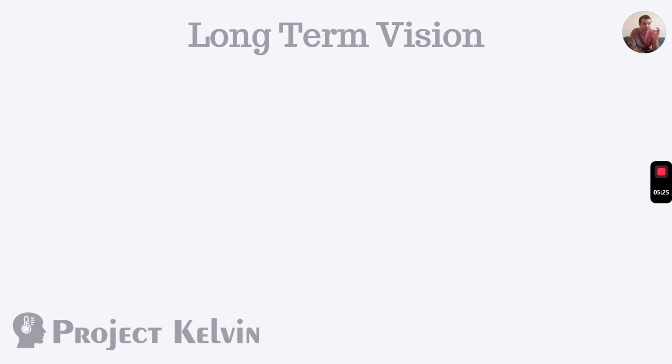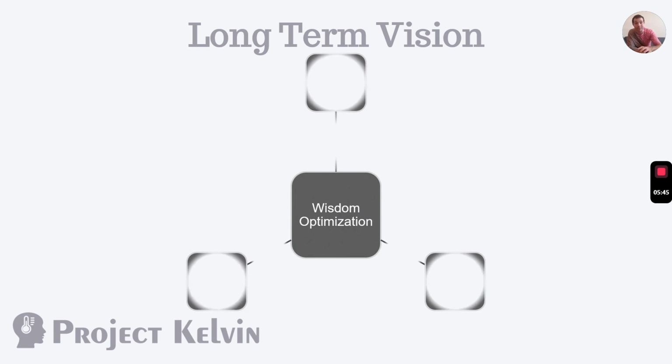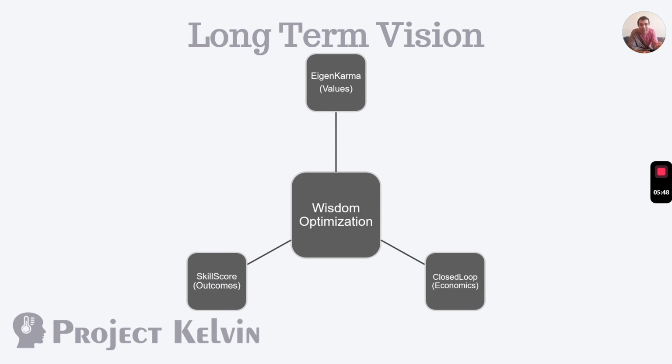Just like Google PageRank has over time shaped the web to be better for Google. It's over time created SEO optimization where people have tried to create better and better content so it'll be ranked in Google. What we want to do is cause people to create wisdom optimization by combining our eigenkarma metric, our skill score metric, and our closed loop economics. We believe that people want to choose things that maximize their values, outcomes, and incentives in such a way that the only choice is to optimize the wisdom of their action. And that's what we want to do long term.